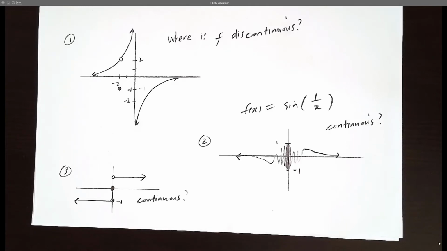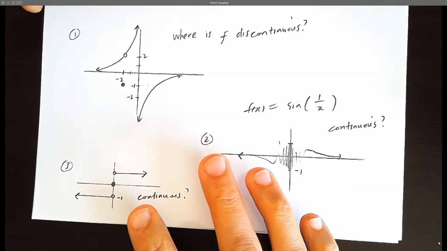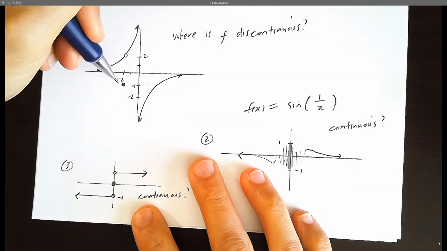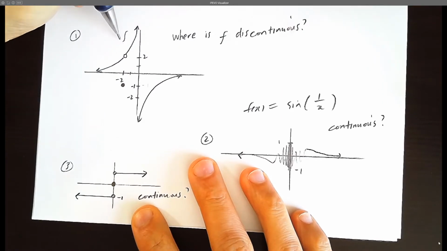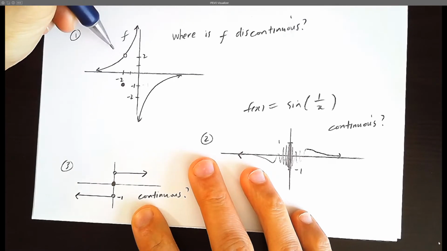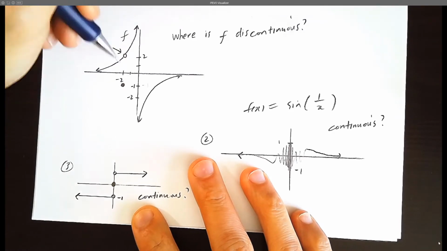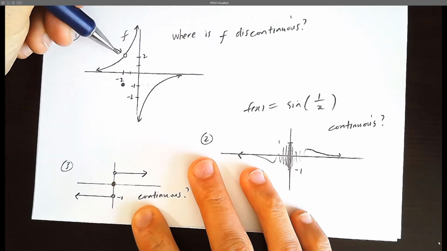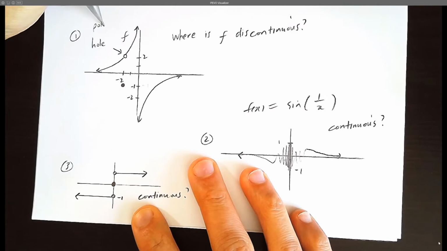So let's try some continuity questions. Number one, this looks like a nice rational function, and we have a hole here, but we have a dot that's filled in here. Where is this function f continuous? Well, there's some discontinuity right here. So it's continuous everywhere for all real numbers except for here, which is called a hole or a point discontinuity.